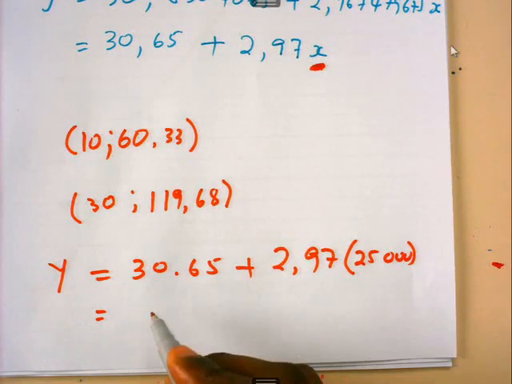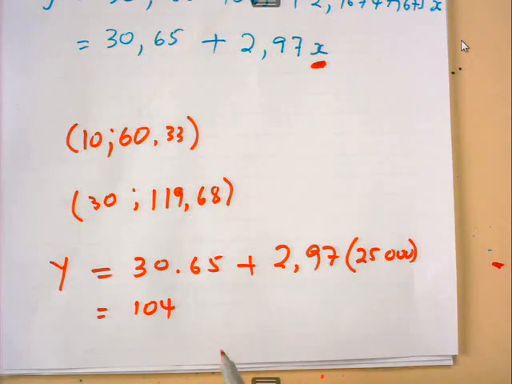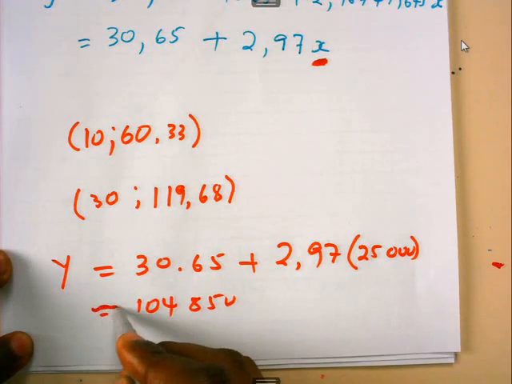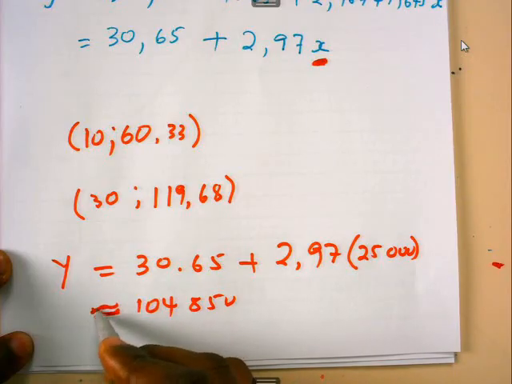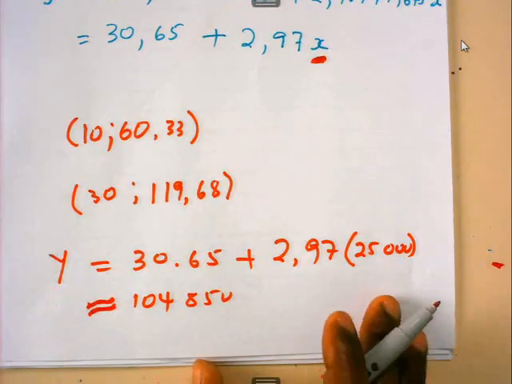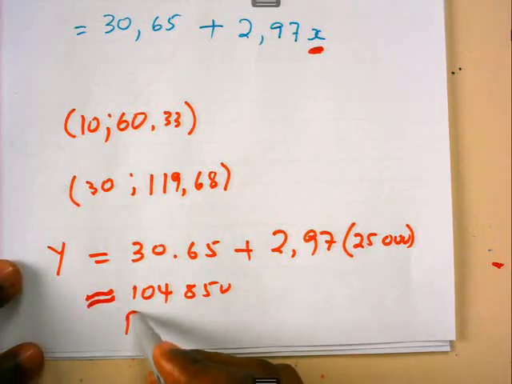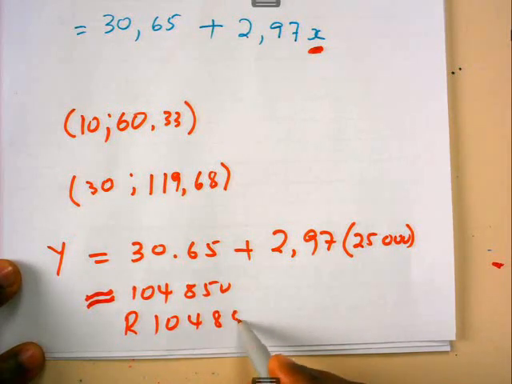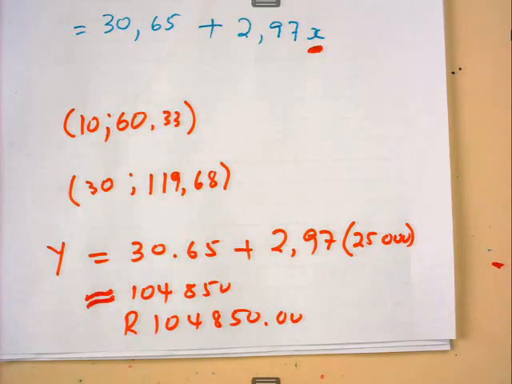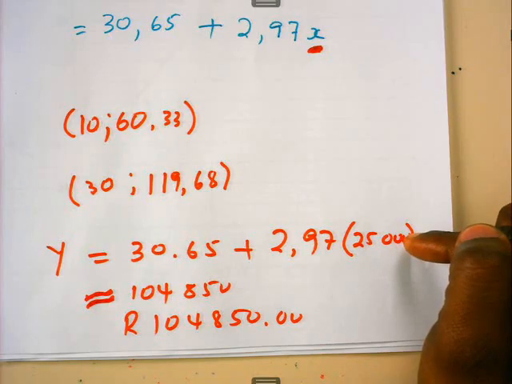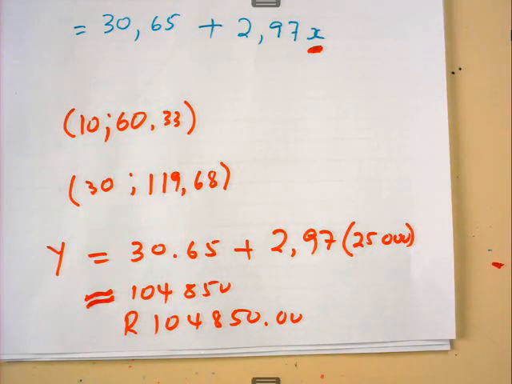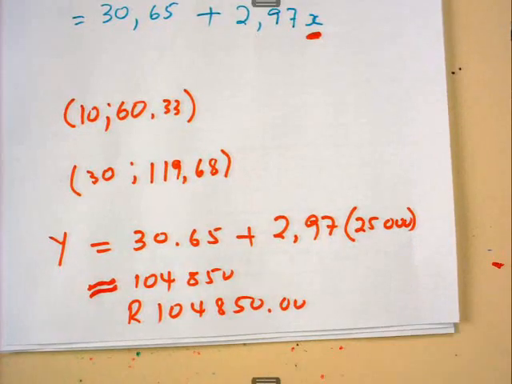Now what we get there with your calculator is 104,850, but this is an approximated value. It's no more than that, it's an approximated value. It means the profit then will be around 104,850,000. If the expenditure on advertising is 25,000, then it means they will have 104,850 rand. Yes, there it is.